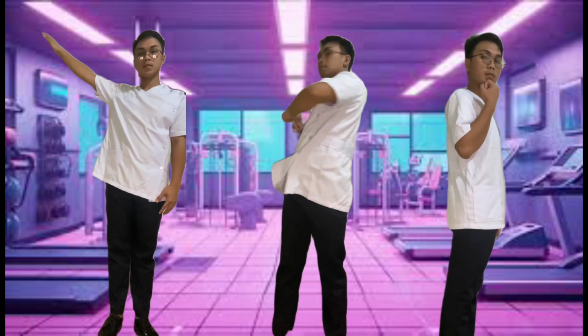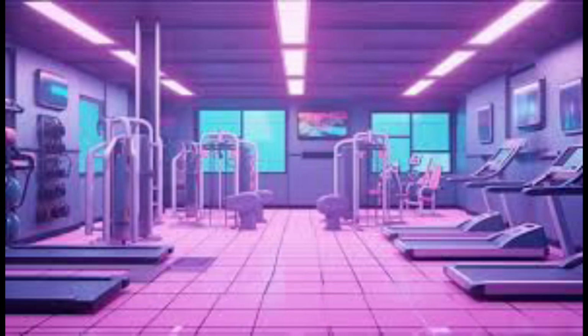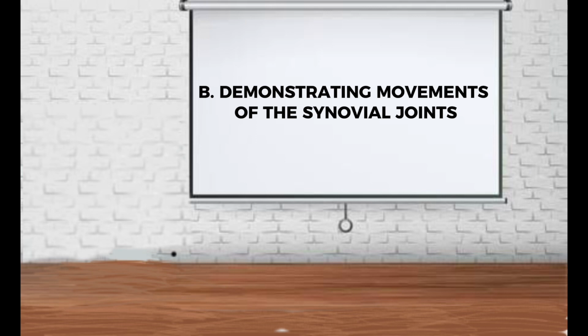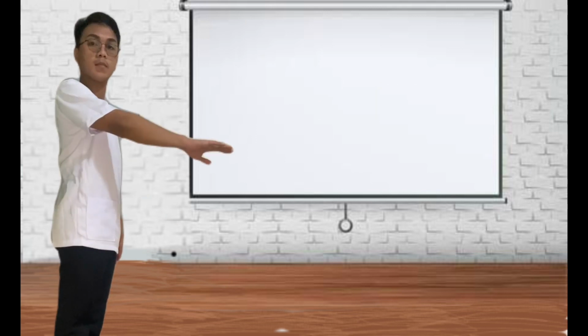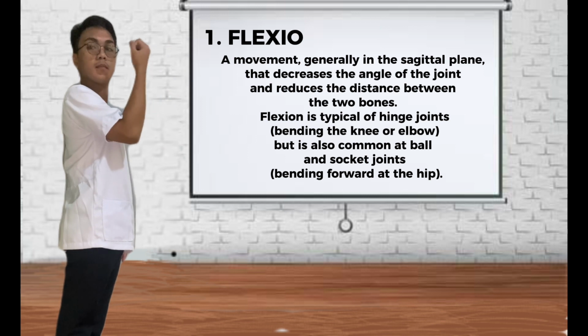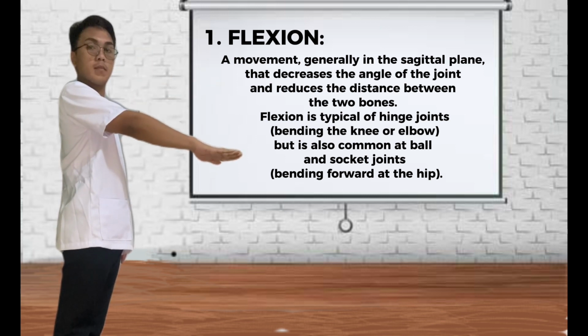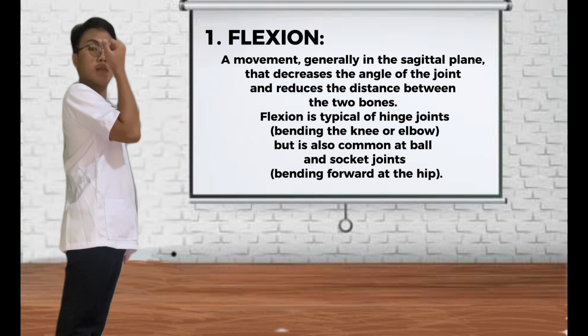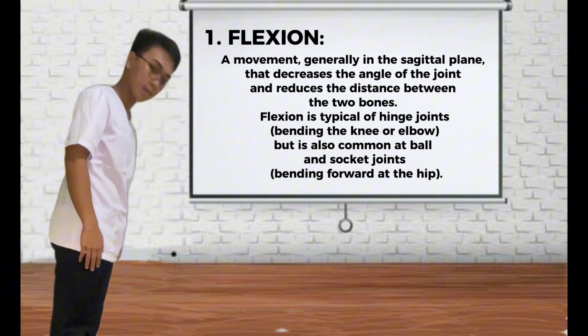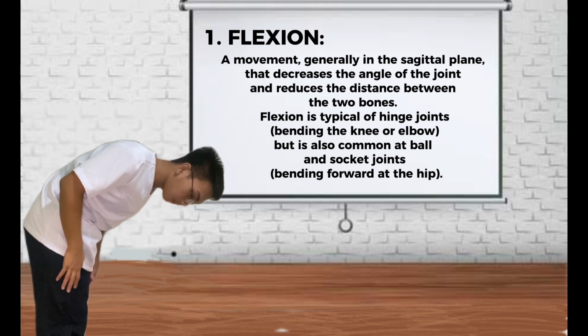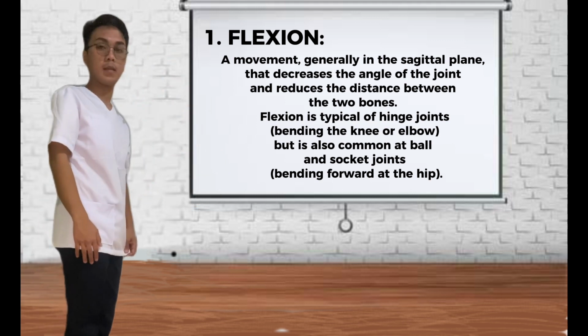In this second video, we're going to take a look at the different movements that a joint can perform. We're going through the movements like this example. Flexion, a movement generally in the sagittal plane that decreases the angle of a joint and reduces the distance between the two bones. Flexion is typical of hinge joints, bending the knee or elbow, but it's also common at ball and socket joints, bending forward at the hip.